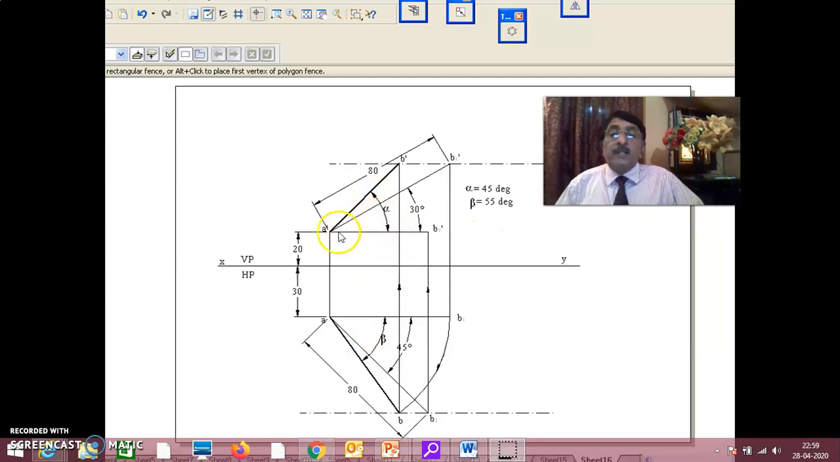See here, requirement is front view, top view with corresponding alpha and beta. Everyone has to get the same length of front view, same length of top view, same alpha front view inclination, same top view inclination. Everyone should get. See here, this you get for this problem. The problem given is 30 degrees to HP, 45 degrees to VP, and the line measures 80 mm. Now this problem can change if I change some of the parameters.